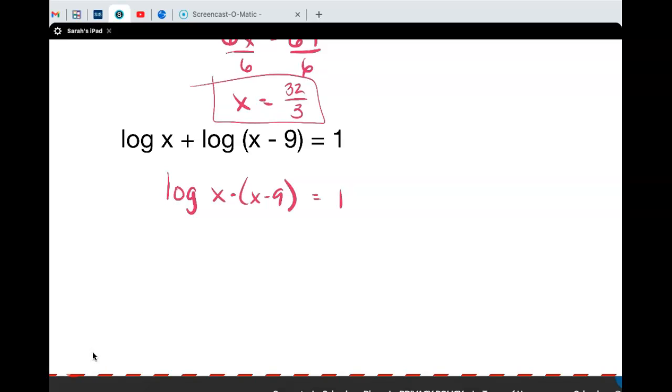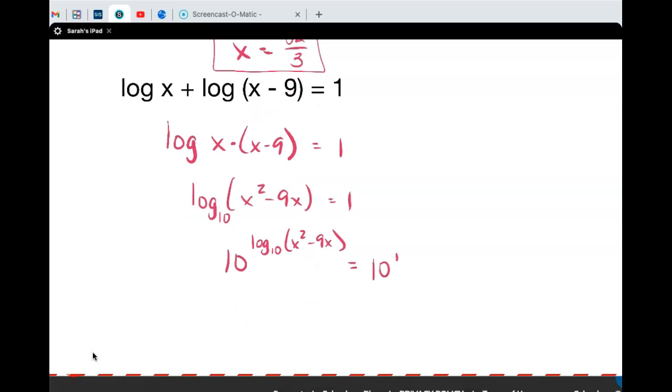Okay, I can distribute this if I want to. So you could say log of x squared minus 9x. In the end, I still need to try and get rid of this logarithm. So what is the base with this log? 10. So if the base is 10, then I have to raise all this. So the base is 10 to the log base 10 of x squared minus 9x. Same thing on the right side, it's going to be 10 to the 1st power. So on the left side, just left with x squared minus 9x. The right side, 10 to the 1st power is just 10.